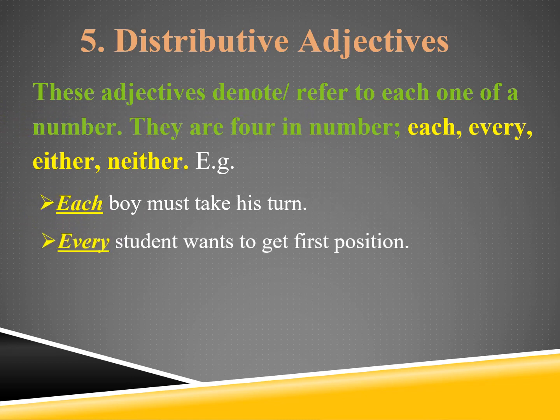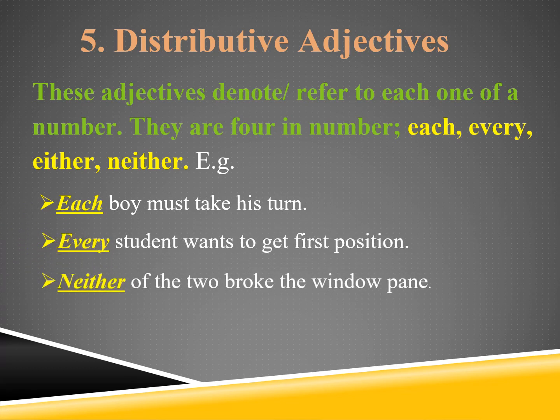Every student wants to get first position. Similarly, the word every in this sentence is a distributive adjective. Neither of the two broke the window pane. The word neither is a distributive adjective in this sentence. Either you do this or I'll be doing it. The word either in this sentence is a distributive adjective.